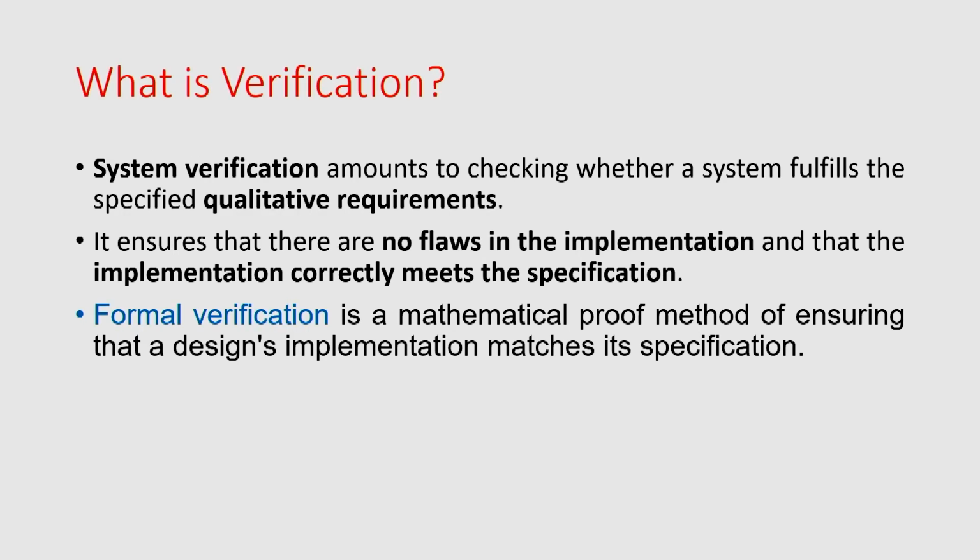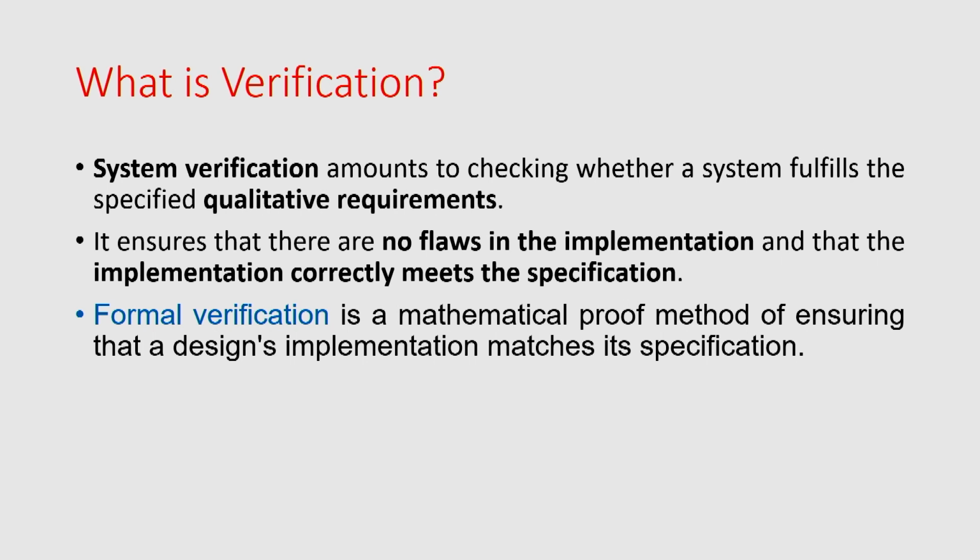So, what is verification? The definition says system verification amounts to checking whether a system fulfills the specified qualitative requirements, right. It basically ensures there is no flaw in the implementation and that the implementation correctly meets the specification. It checks whether whatever you try to implement is actually implemented. Whenever you implement something, you have a certain specification, and based on that requirement you make your system. It may be software, it may be hardware. So, the verification process checks that what you have implemented is exactly what you were supposed to implement, right.